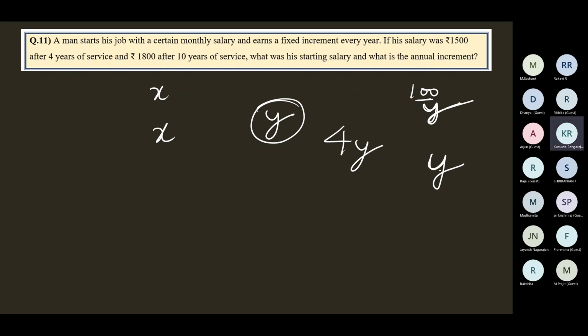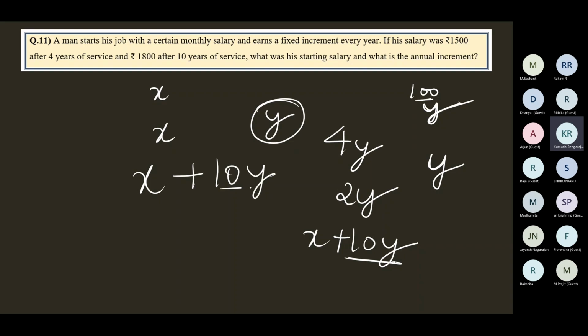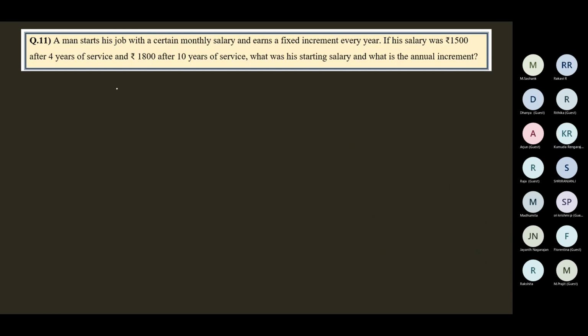Because the increment is fixed, let that fixed increment be Y. So for 2 years, the increment will be 2Y. For 10 years, 10Y. But this is only the increment. What will be the salary after 10 years? X plus 10Y, because the fixed salary X plus the increment 10Y. Why 10Y? One year increment Y, 10 years 10Y. So the increment plus the original salary is the total salary. Am I clear, children? Yes, ma'am. Okay, so let that fixed salary be X and let the increment every year be Y.